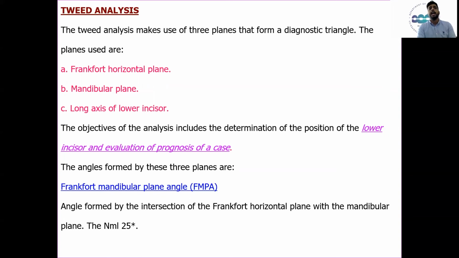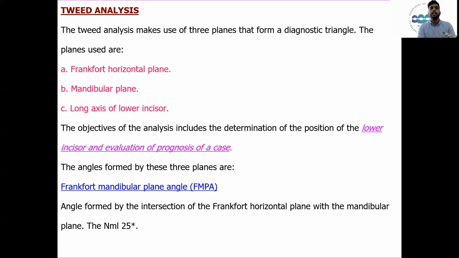The objective of the analysis includes the determination of the position of the lower incisor and evaluation of the prognosis of the case. The angles formed by these three planes are, the first one, the Frankfurt mandibular plane angle. The angle which is formed by the FH plane and the mandibular plane. The normal value is 25 degrees.